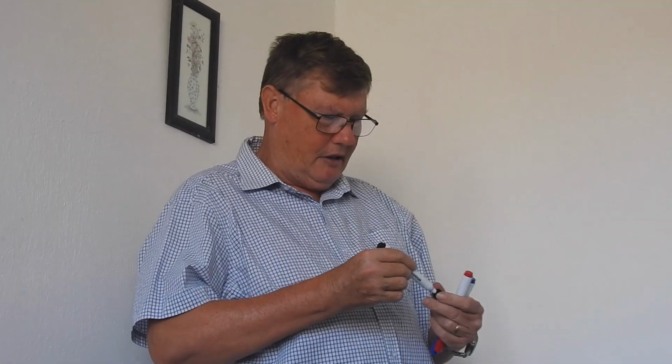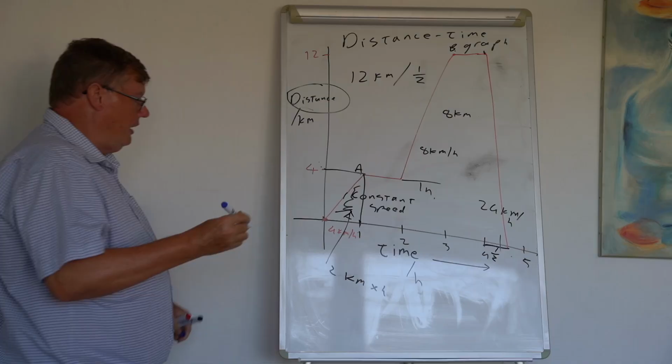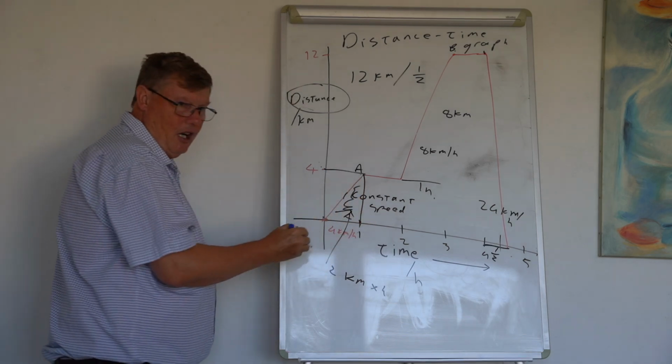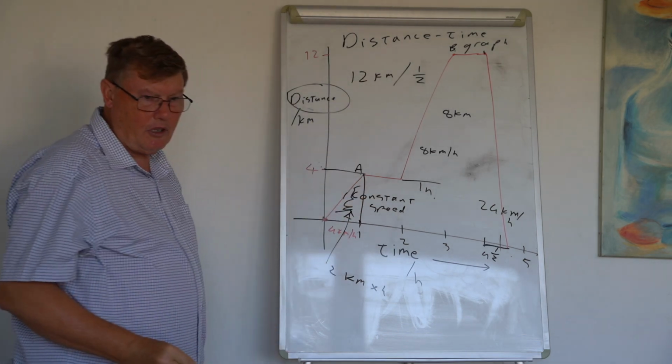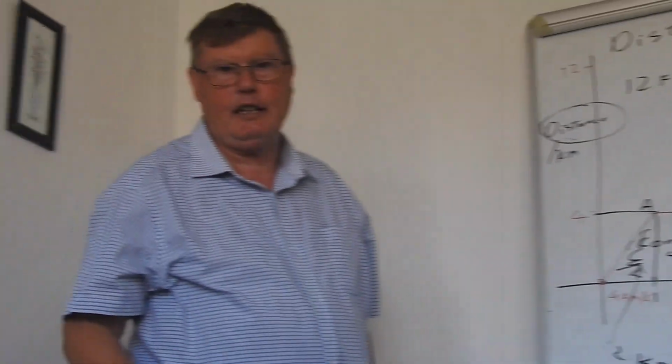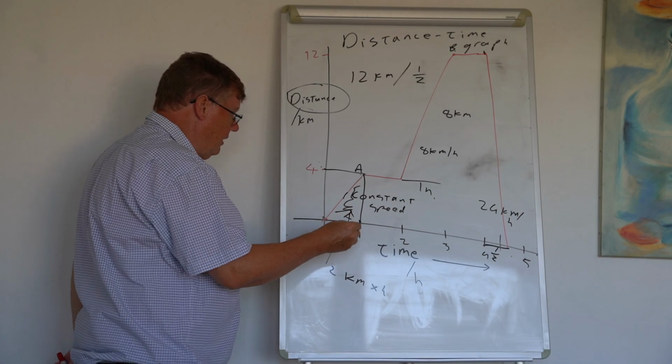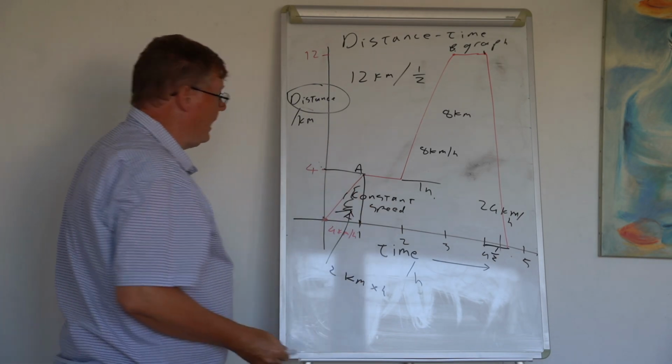What is the meaning of 2 kilometer hours? That doesn't mean anything. So the final thing you have to realize is that the area under the graph on a distance time graph is meaningless. It has no meaning, because it would be, in this case, kilometer hours. There's no such thing as a kilometer hour.